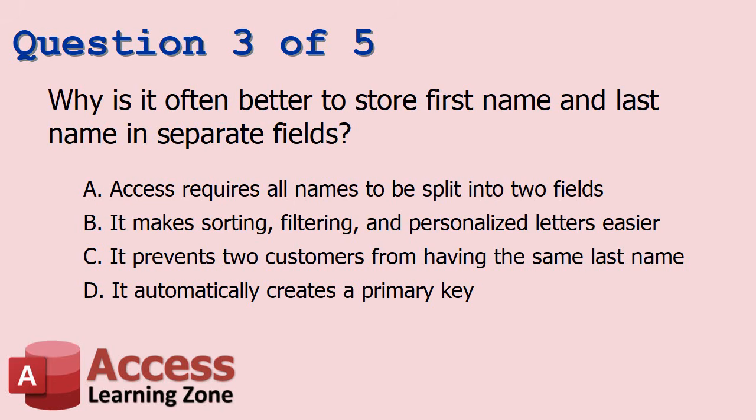Question 3. Why is it often better to store first name and last name in separate fields? A. Access requires all names to be split into 2 fields. B. It makes sorting, filtering, and personalized letters easier. C. It prevents 2 customers from having the same last name. Or D. It automatically creates a primary key.